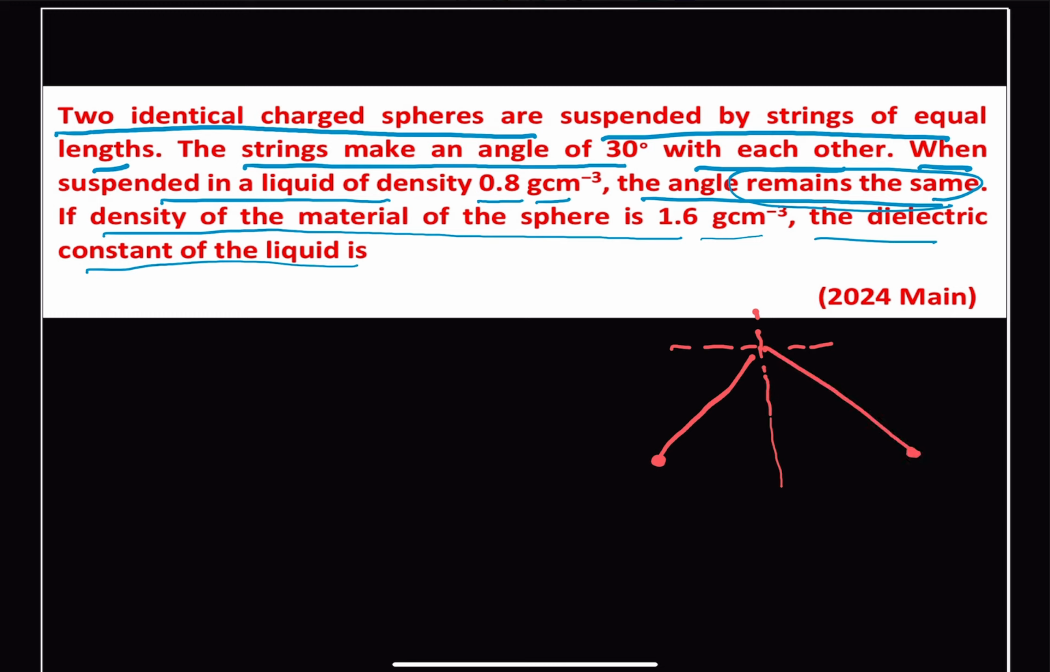So the force F, in the downward direction we are going to have mg, here also mg, and there will be a tension T in the string. And let us suppose this angle is theta, so this angle will also be theta, and the total angle is given as 30 degrees. So this entire angle is given to us as 30 degrees. Now this is without the liquid.